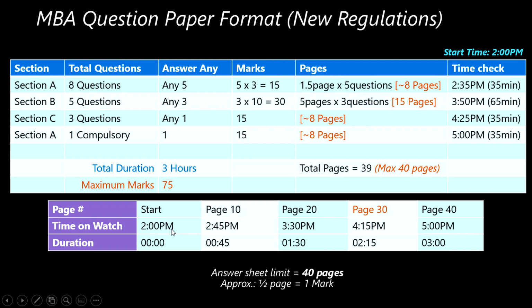Suppose your exam starts at 2 p.m. In 45 minutes, you should have finished 10 pages. That's 2:45 p.m. In 1 hour 30 minutes from start, you should have finished 20 pages, and so on. So in 3 hours, you should have finished all your 40 pages. So this is about the instructions around how you can manage the time during the exam.